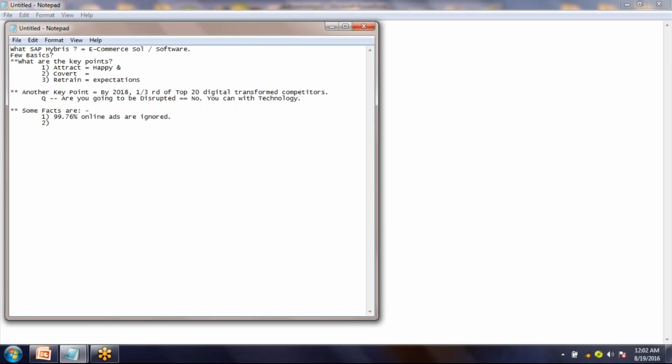The second point is, these are some of the beautiful stats. The second point is 57% of the buying process is done before first interaction with a salesperson or salesman, whatever it may be. That means what? 57% of the people are buying the products before interacting with the salesperson.